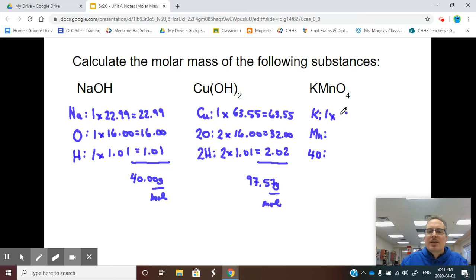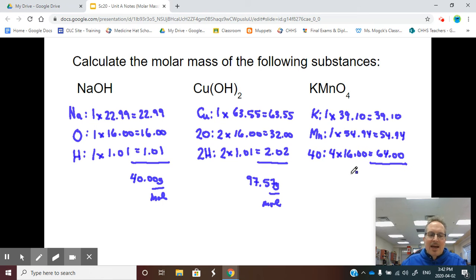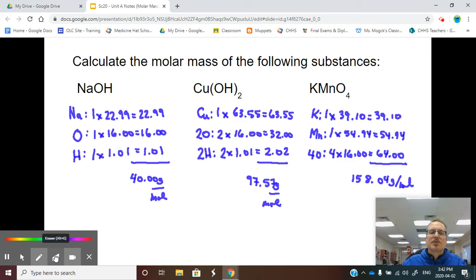And the last one, we have 1 potassium, 1 manganese, and 4 oxygens. So 1 times 39.10 is 39.10. 1 times 54.94 is 54.94. And 4 times 16 is 64. When I add these three together, I have 158.04 grams per mole. Hopefully you got those right or you've made your corrections. I'm going to clear my screen.